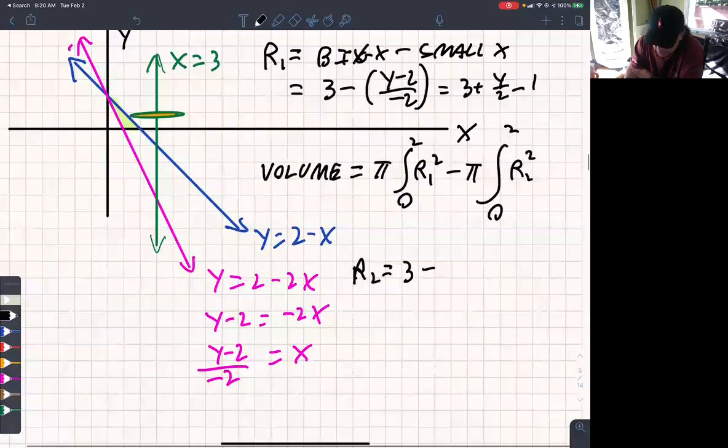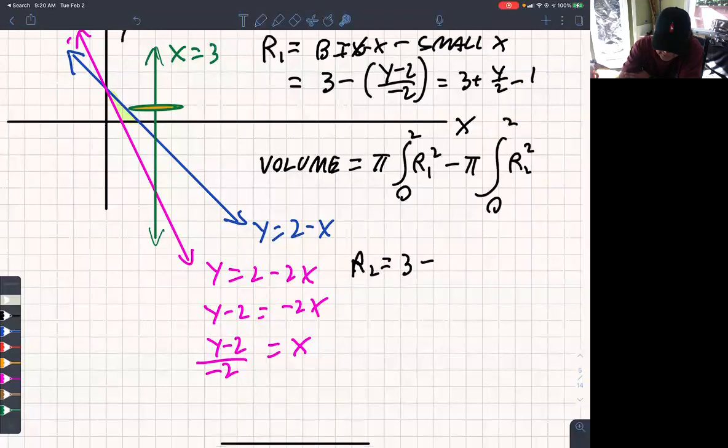Okay, back to this one. I want the x value of this blue line. So I have to solve for x. So if I solve for x, I'm going to get x equals 2 minus y. So it's going to be 2 minus y.